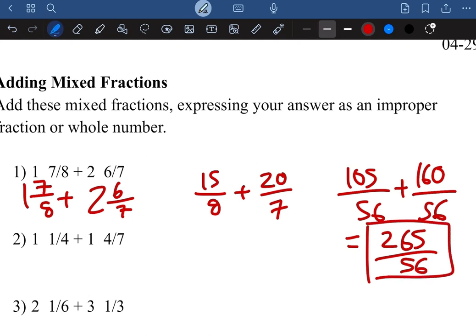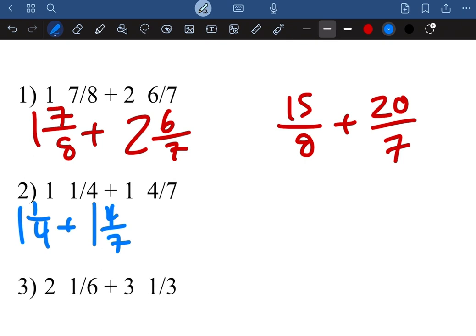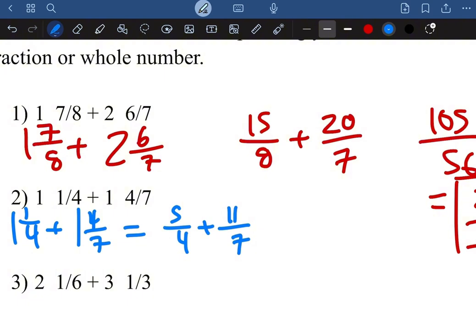Number 2, we have 1 and 1/4 plus 1 and 4/7. So again, we're going to convert it into an improper fraction. This is equivalent to 5 over 4 plus 11 over 7. We're going to find our common denominator, which is 28. So we're going to multiply the top and bottom of 5 over 4 by 7. 7 times 5 is 35 over 28. And for 11 over 7, we're going to multiply the top and bottom by 4. So 4 times 11 is 44.